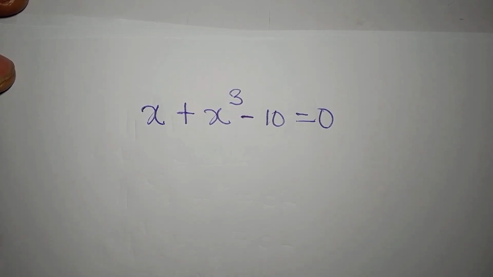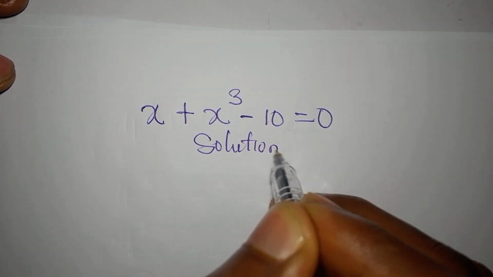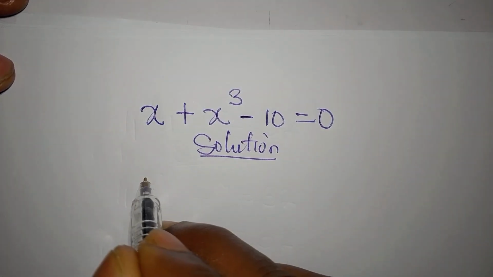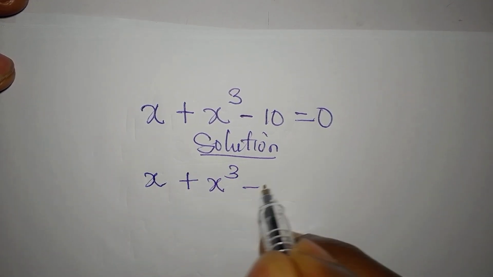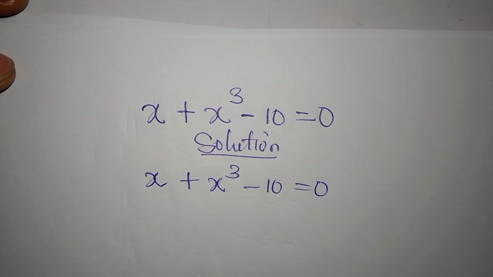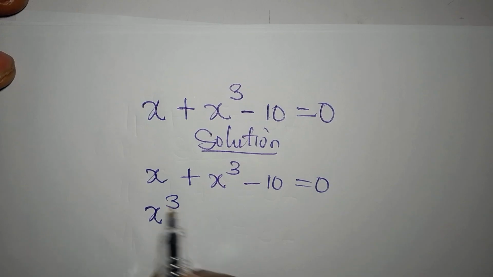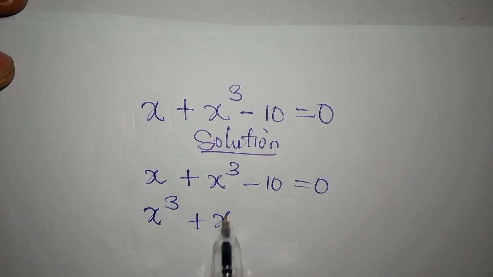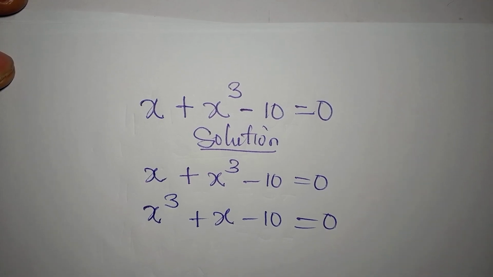Hi everyone, let's provide the solution to this problem completely. We have x plus x to the power of 3 minus 10 equals 0. So the question is, how do we go about this? Now we are expected to write the one with the highest power first. So we write x to the power of 3, plus x, minus 10 equals 0.